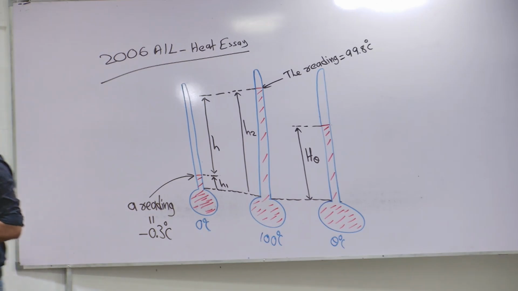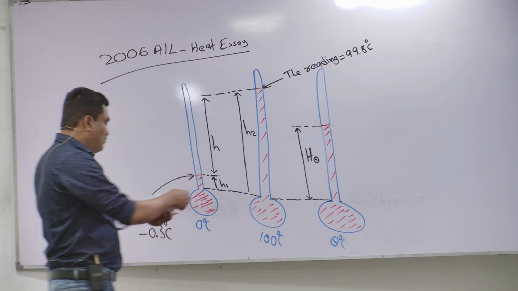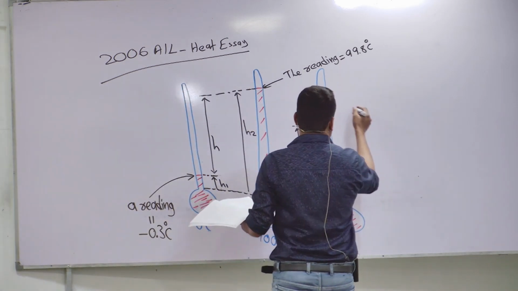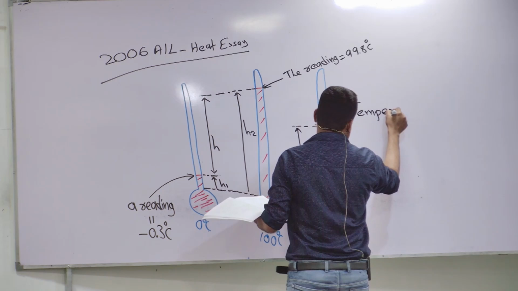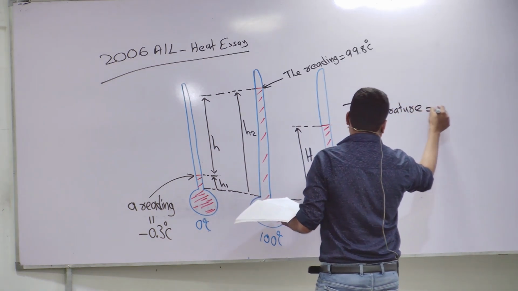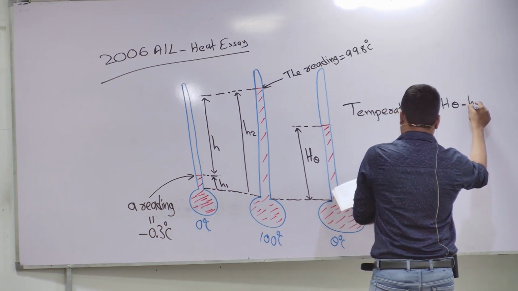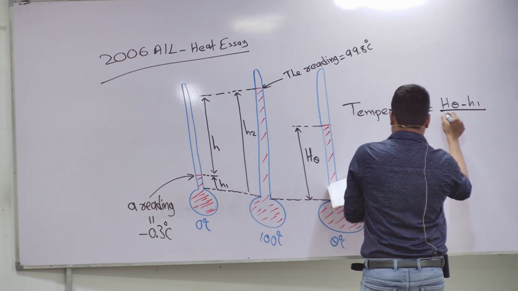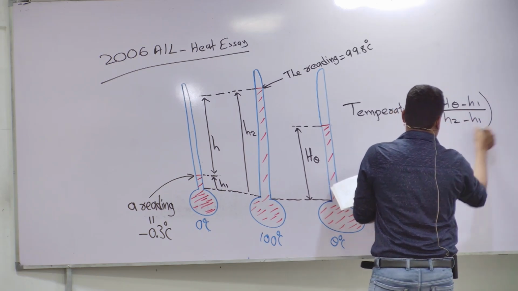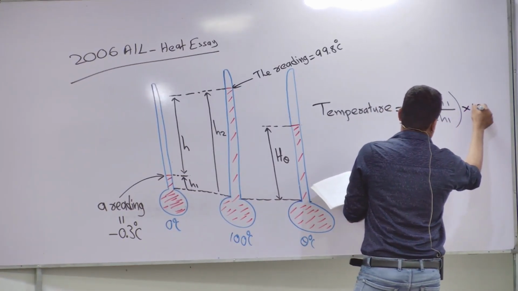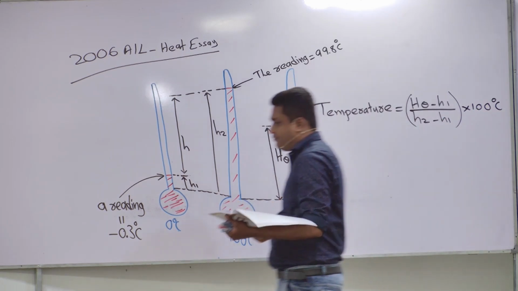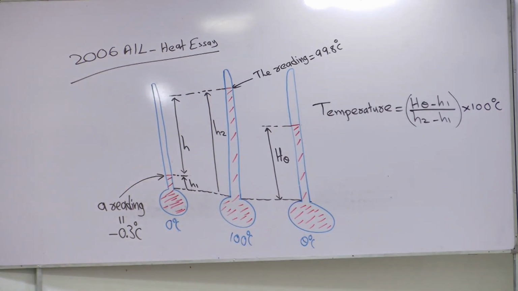Draw the three figures. This is for question number, Roman number 3 of DOE. Then wait, one more thing. What is the temperature equation? We have obtained an equation. Temperature is equal to H theta minus H1, divided by H2 minus H1, into 100 degrees Celsius. Draw the three figures, dear.